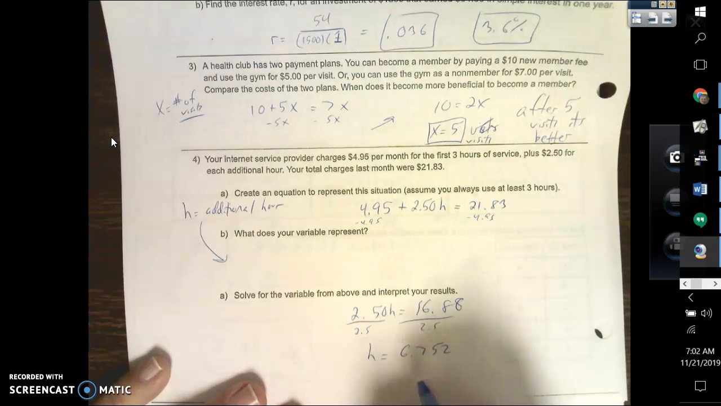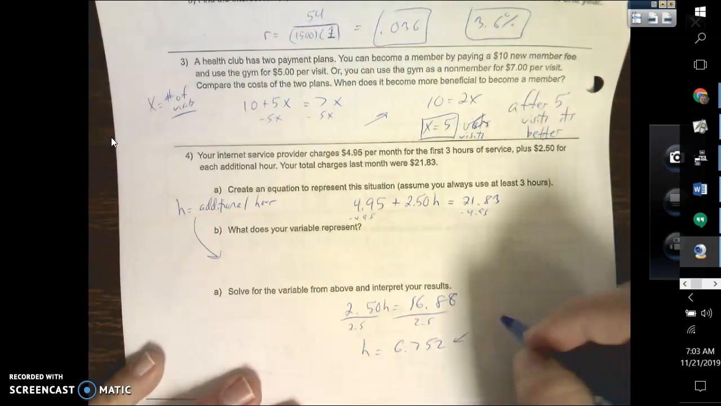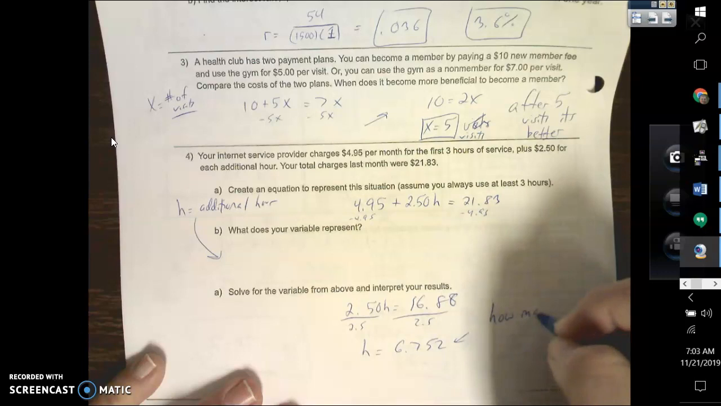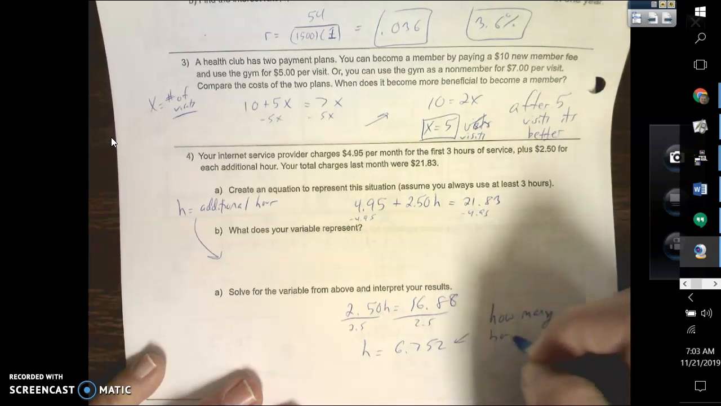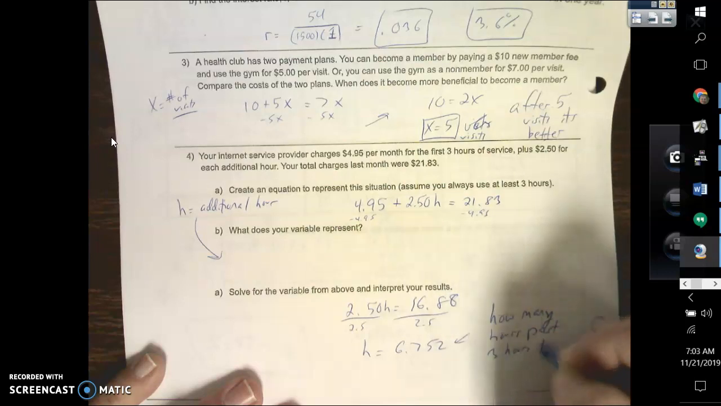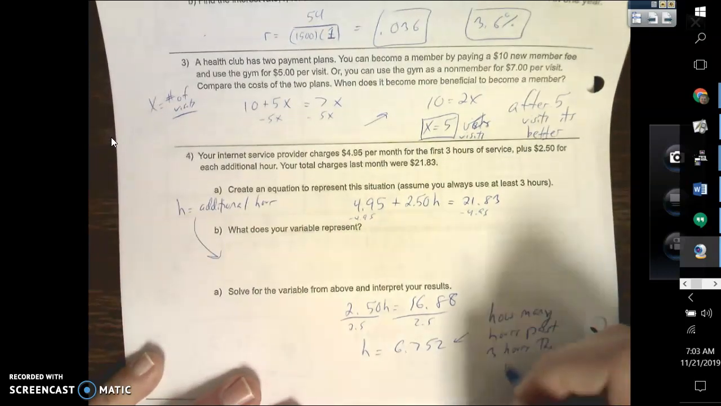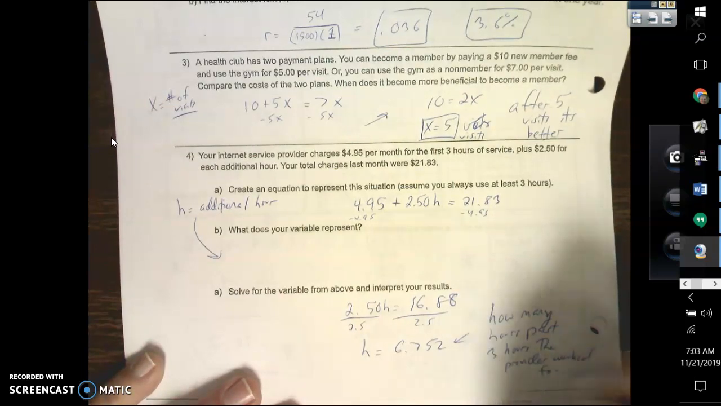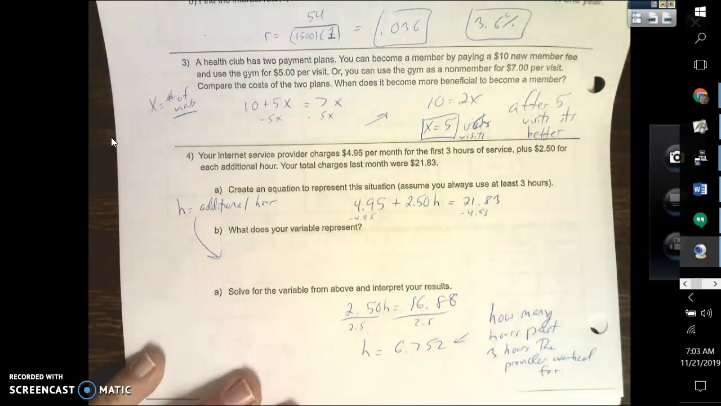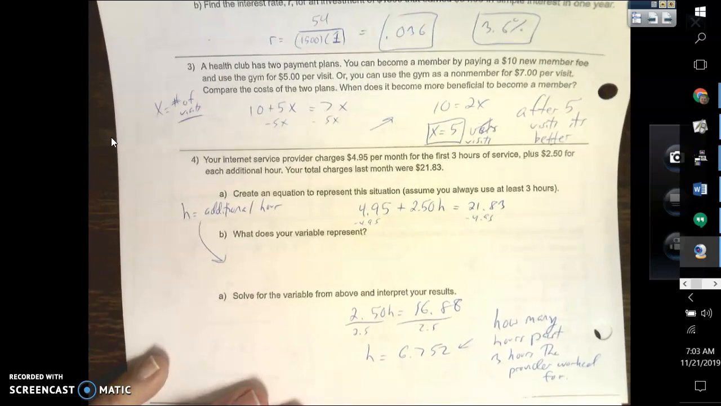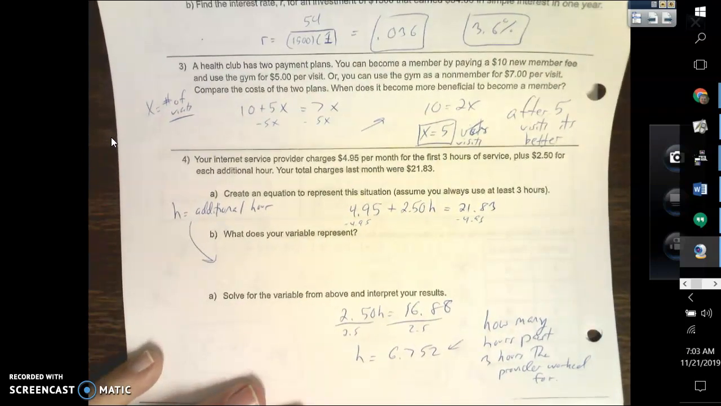Now, what that just means is this is how much the provider worked. So this is how many hours past 3 hours the provider worked for. So that's about it. So he worked about 3/4 of an hour, which kind of makes sense because normally they charge 15 minutes on the hour.